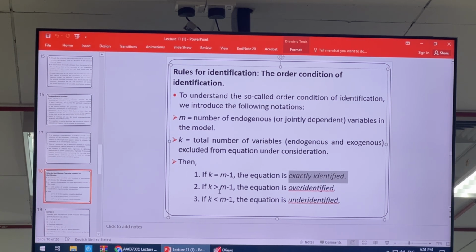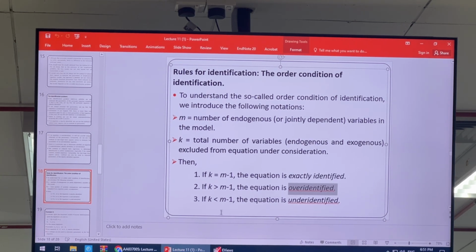If K is greater than M minus 1, then the equation is over identified. Over identified means that each coefficient has more than one possible value. So we cannot use indirect least squares, because it can only be used for the case of a unique estimate. But this one is over identified, so you are only able to get an estimate using two-stage least squares.